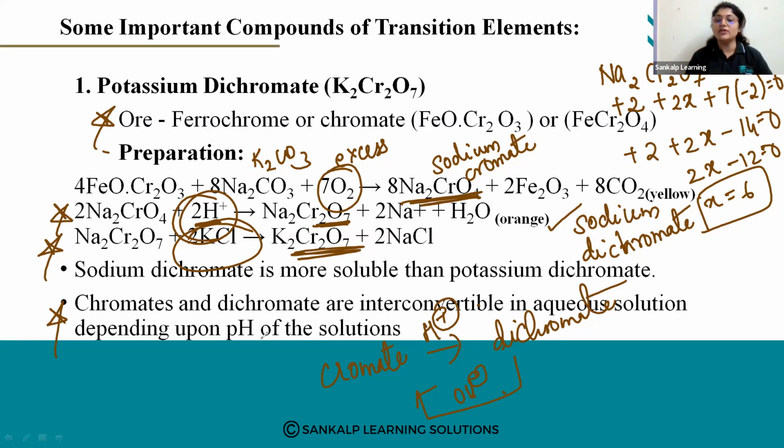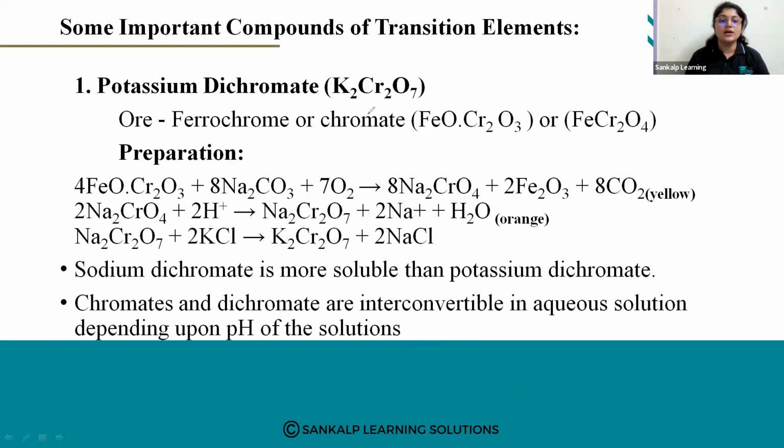If I want to convert the dichromates to chromate, then what I have to do? I have to basify the solution. So these are the properties of potassium dichromate solution. Understood? Then next we'll see the structure.